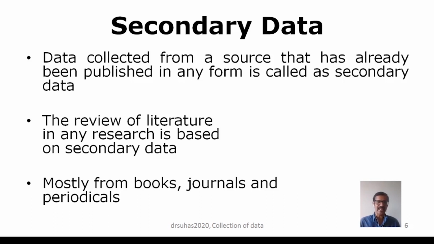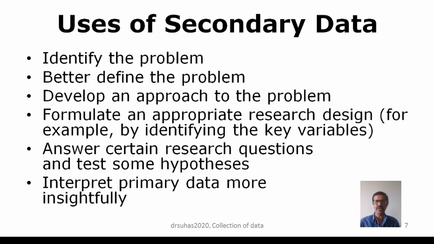Whereas the secondary data, as we discussed in the previous episode, is the data collected from a source that has already been published in any form. Very important in case of the secondary data is that the review of literature in any source should be based on the secondary data, and it should be collected from reliable sources like journals, national organizations, international organizations, state government, central government, health department, Ministry of Health and Family Welfare, etc. And most of this information is collected from books, journals and periodicals.